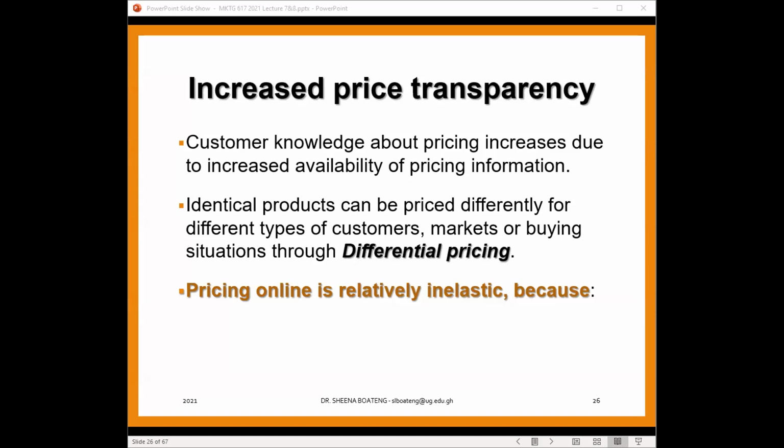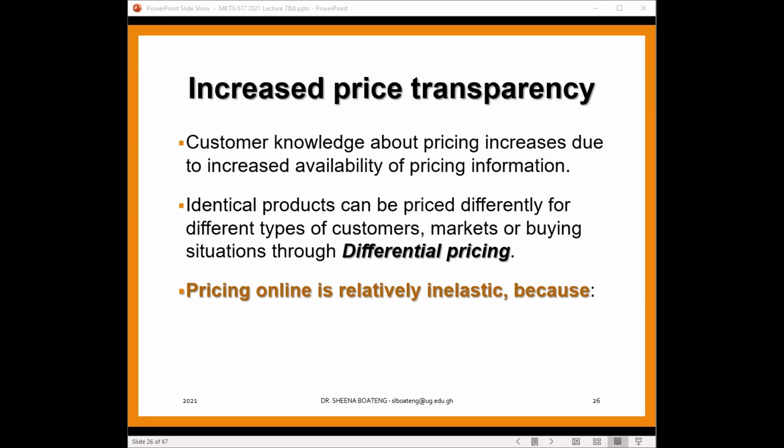However, because of this same increased price transparency, identical products can be priced differently for different types of customers, markets, or buying situations. And that is because different user groups access our products and services at different times from different locations and on different online platforms. So depending on the timing that a product is being accessed and where the product is being accessed from, we can vary the pricing that we offer.